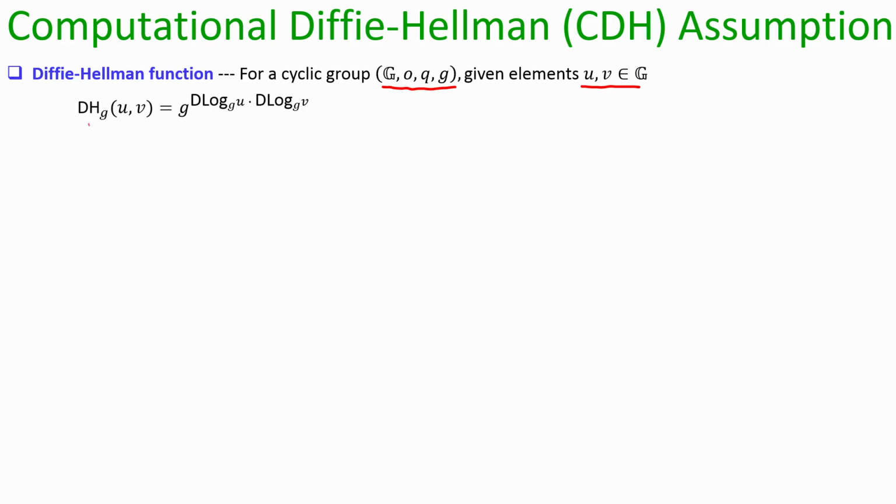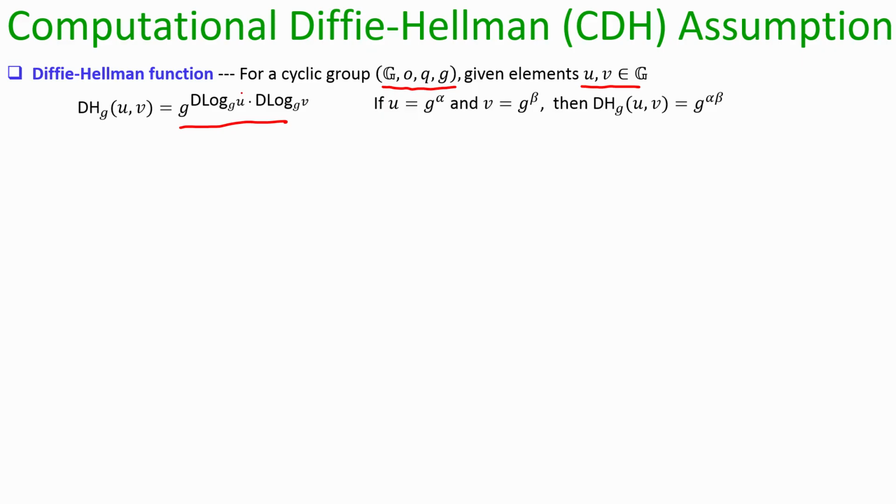I beg your pardon, the Diffie-Hellman function of the input u comma v with respect to the generator g is defined to be the value g to the power discrete log of u multiplied by discrete log of v. Again, this Diffie-Hellman function is defined assuming that the underlying group operation is multiplicative, but you can imagine the corresponding Diffie-Hellman function where the underlying operation in the group is an additive operation.